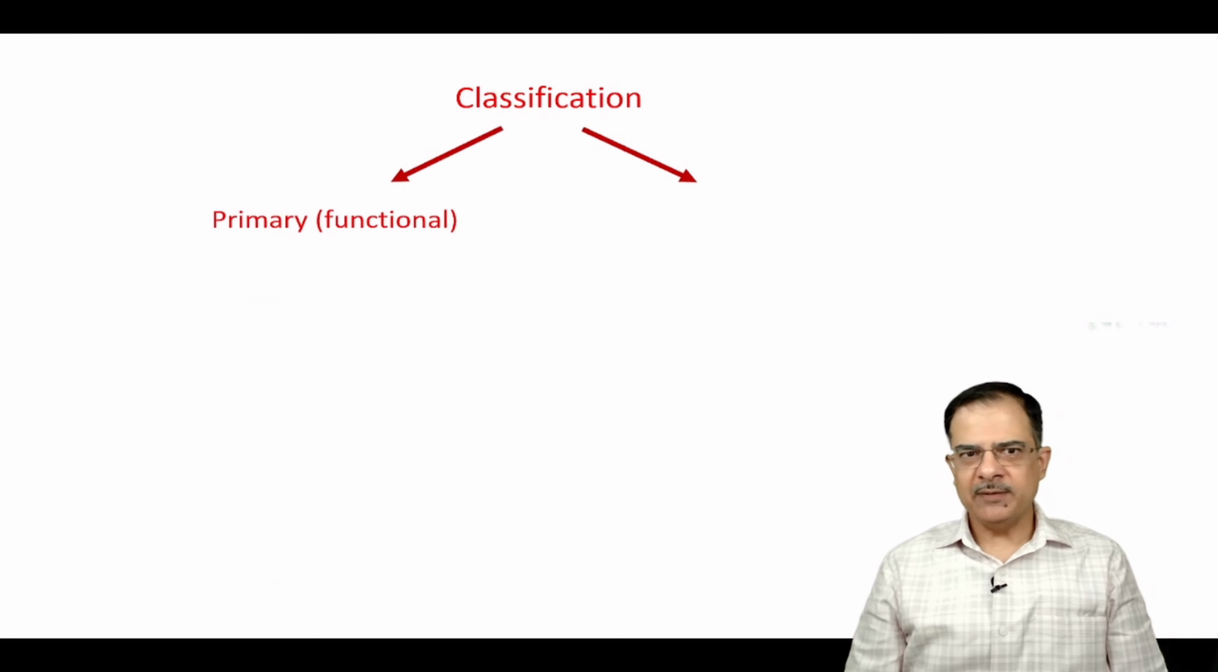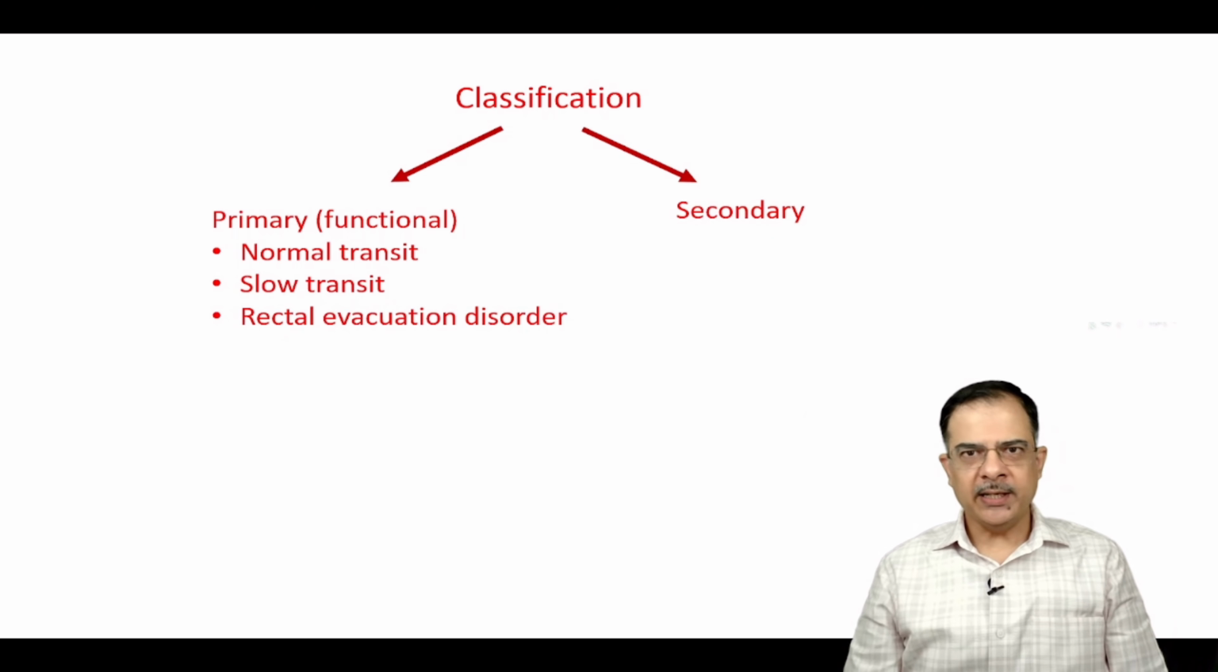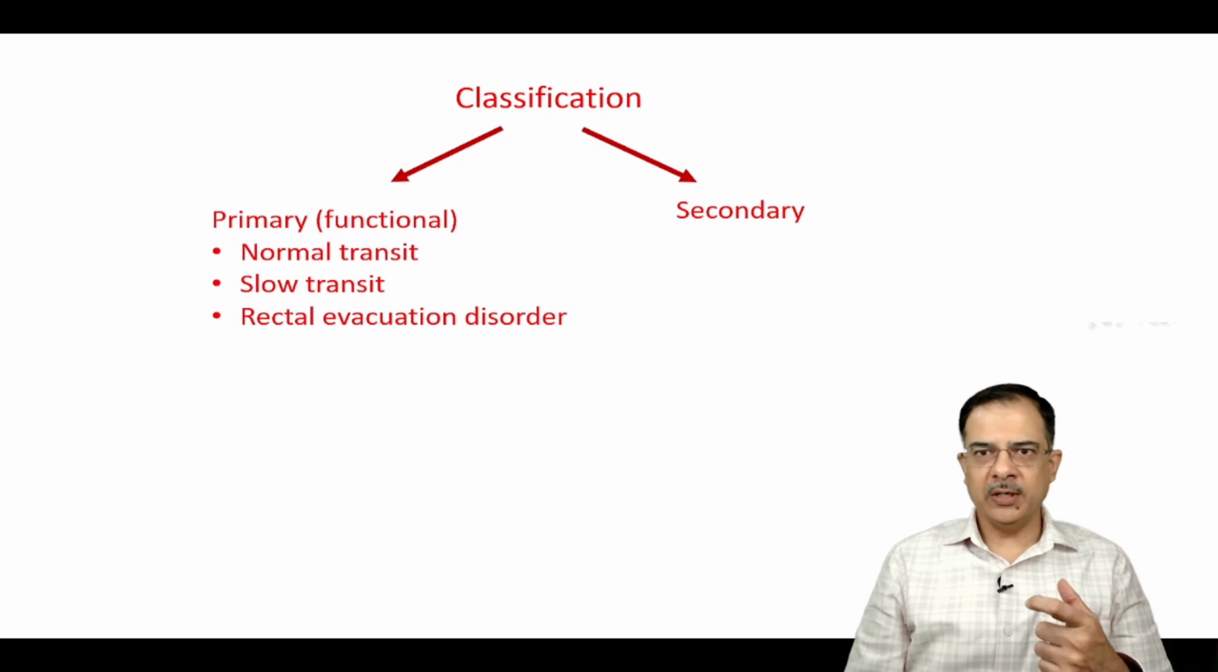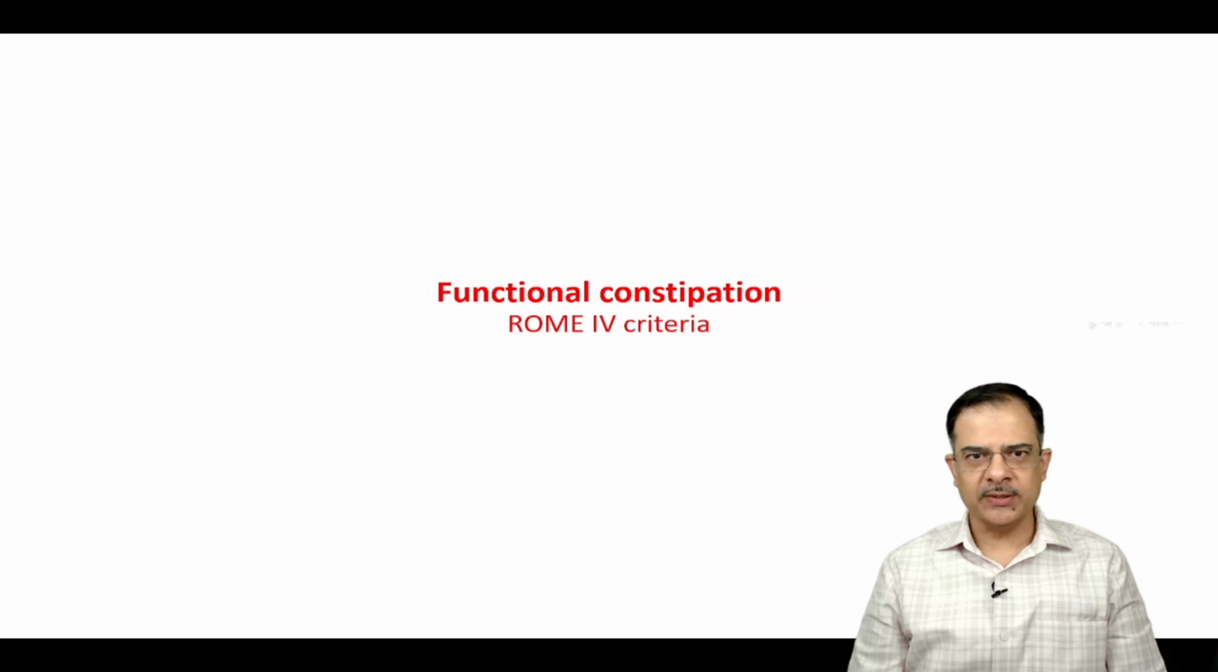So constipation can be classified as primary. Primary means functional, which includes normal transit constipation, slow transit constipation, and rectal evacuation disorders, which we will be discussing subsequently. The other is secondary cause of constipation. Secondary means we have some underlying disorder, so we have to treat the underlying cause if we want to treat constipation. These include common medicines, metabolic causes, mechanical causes, or neurological causes.